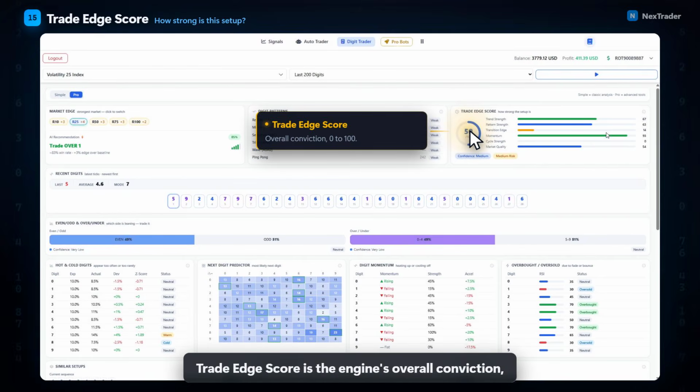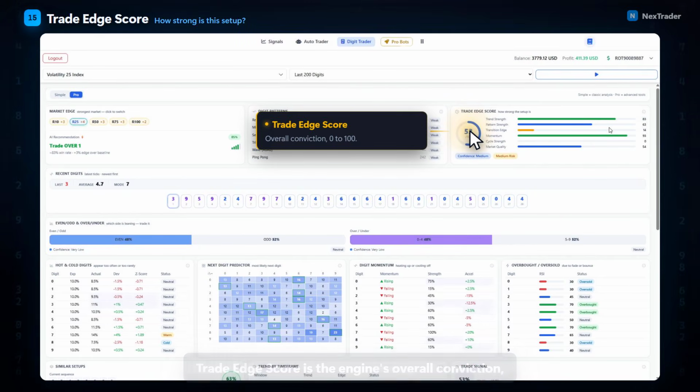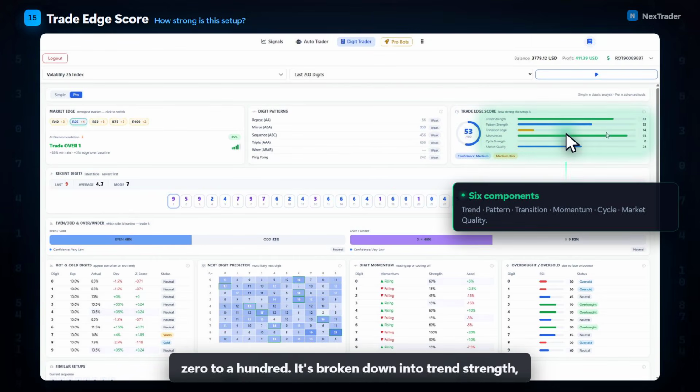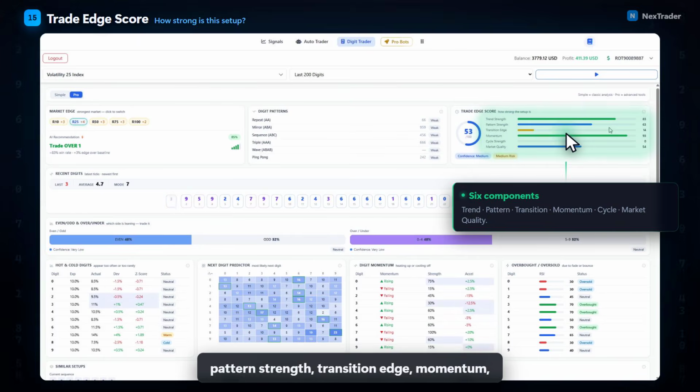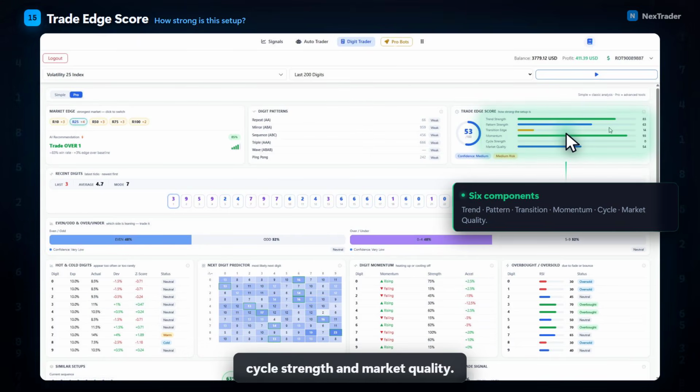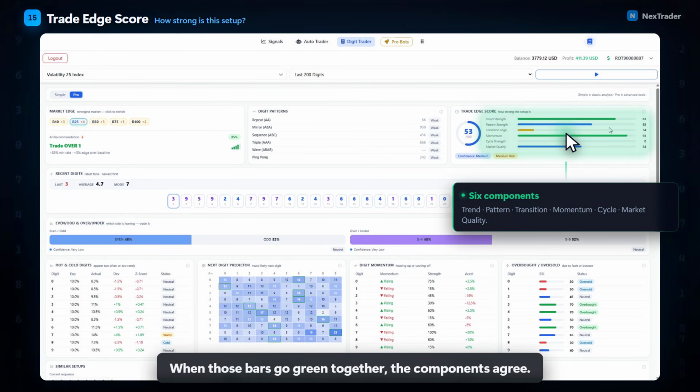Trade Edge score is the engine's overall conviction, 0 to 100. It's broken down into trend strength, pattern strength, transition edge, momentum, cycle strength, and market quality. When those bars go green together, the components agree.